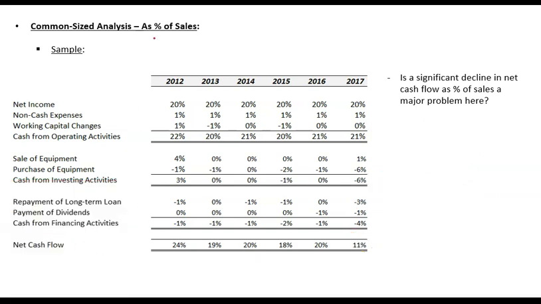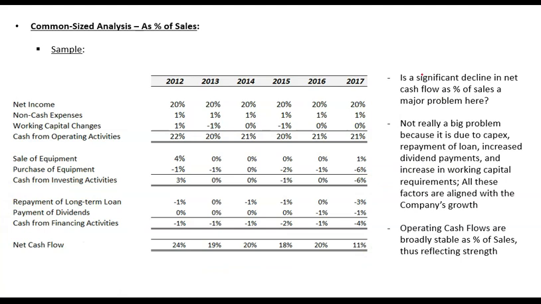So this is common size analysis as a percentage of sales. The question was, is a significant decline in net cash flow as a percentage of sales a major problem here? It is not really a big problem, because it is due to capex, repayment of loan, increased dividend payments, and an increase in working capital requirements. All these factors are aligned with the company's growth. As a company grows, it has to do capex. As a company grows, it has to make more investments in working capital. Operating cash flows are broadly stable as a percentage of sales, thus reflecting strength.